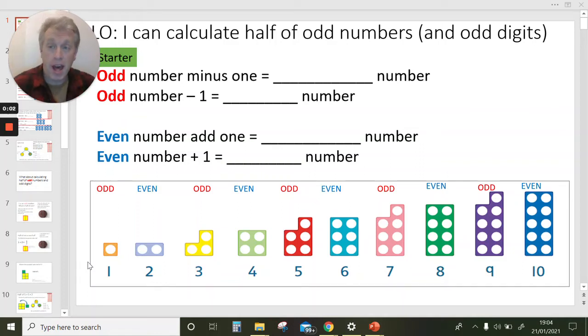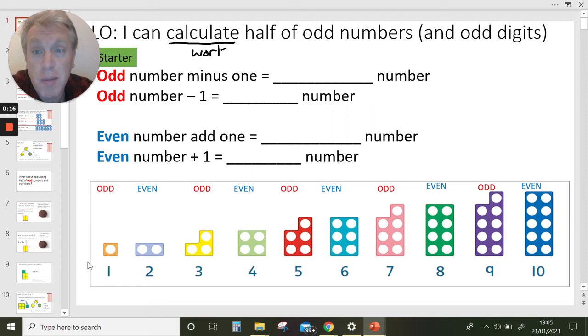Hello everyone and welcome to another maths lesson, and today we are working on calculating, and that's just a word that means the maths word for working out. I can calculate, I can work out half of odd numbers, or numbers with odd digits.